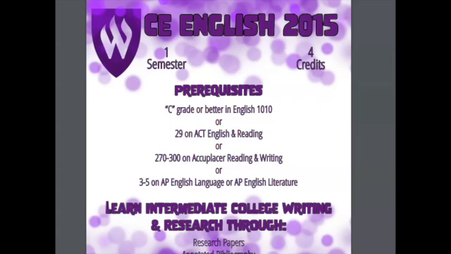So there's a couple of things you can do. You can bypass English 1010 by getting a 29 on the English and reading on your ACT, or by getting a 3 and above on your AP Language or AP Literature course test. If you do those things, you can go right into English 2015. If you would like to take English 2015, because this class would count as all your English prerequisites for college, you would be done with your English prereqs.